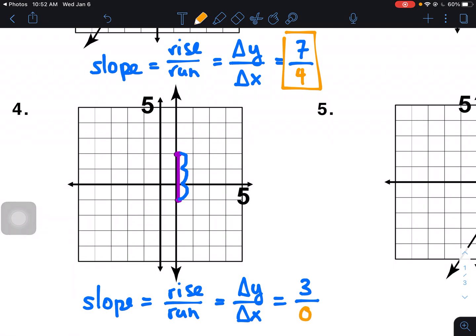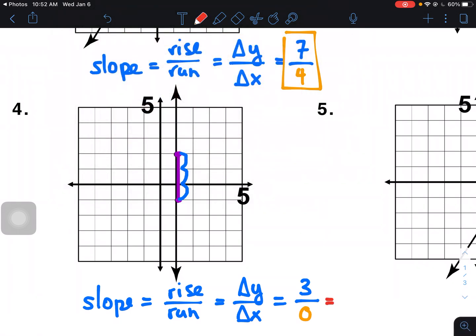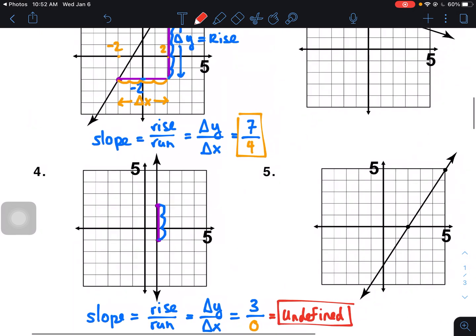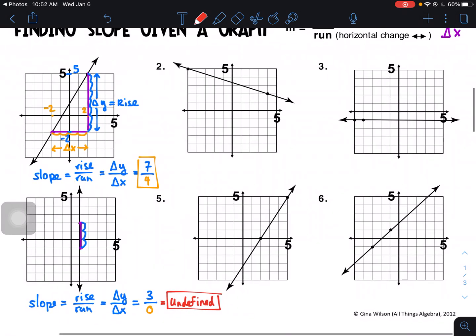That creates a lot of problems. If I take my calculator and do 3 divided by 0, I get an error. We cannot divide by 0 in math. So that's what makes this slope undefined, because we're not allowed to divide by 0. So if we get 0 on the bottom of a fraction, it means that it's undefined. So your job would be to do these 4 problems.